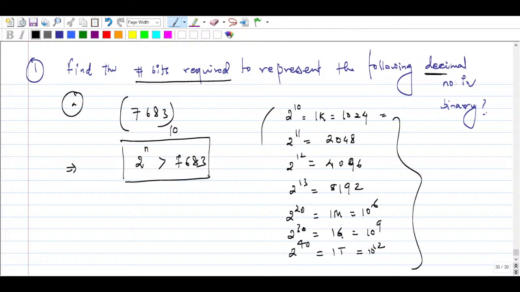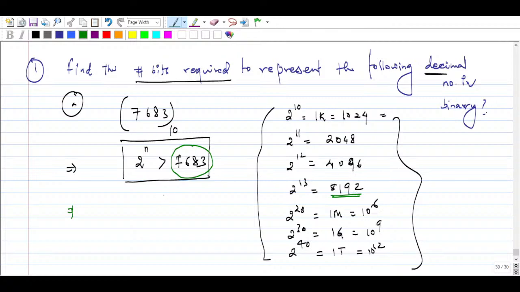If you remember these things, you can easily find the number n, the number of bits, from this. Otherwise you can also compute it by taking the log on both sides, base 2, and you will get the value of n. So if you see here, this number 7683 is very close to 8192. It is greater than 4096 and close to 8192.